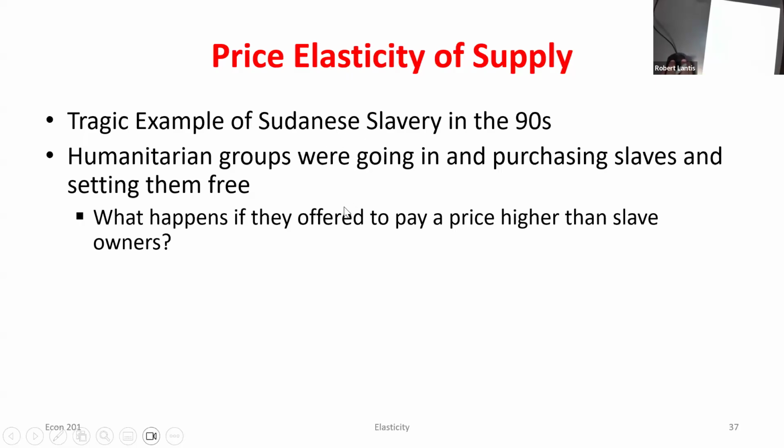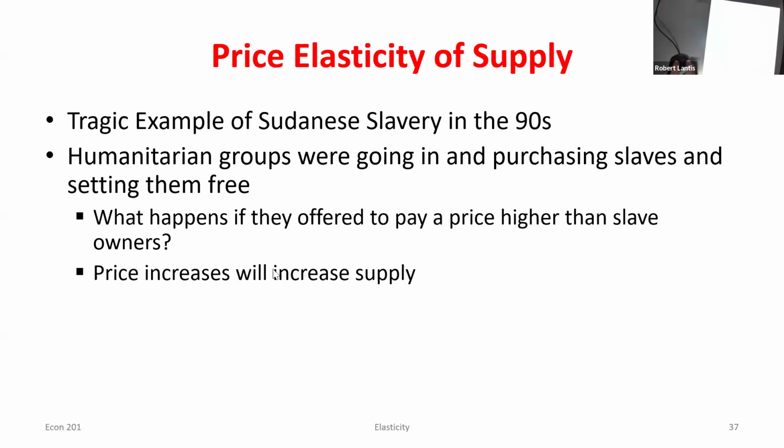And in fact, if the supply of slavery is very elastic, right? If all of a sudden these humanitarian groups are coming in offering slightly higher prices, if people are really responsive to that, what happens? Then they're going to go out and enslave a lot more people. The percent change in the quantity supplied of slaves would go up by a lot.